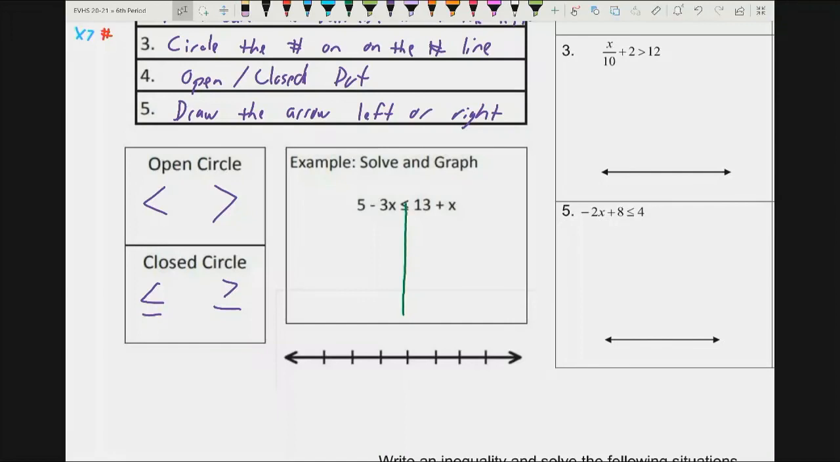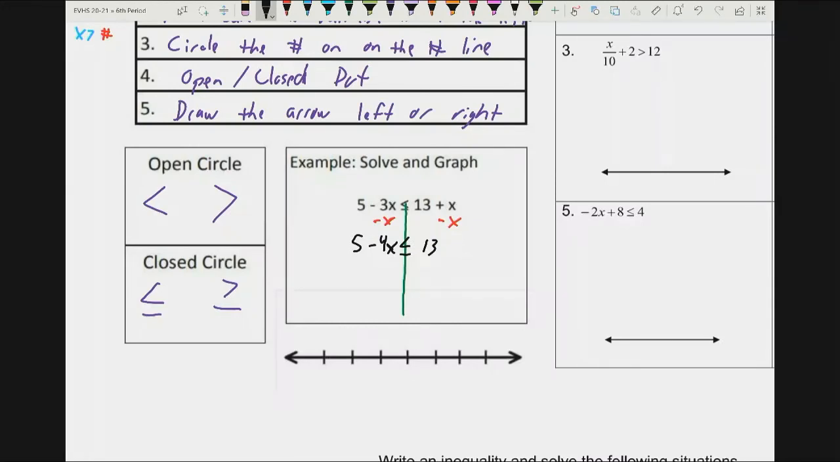Okay, so if I'm going to move it over to the left, I'm going to subtract the x on both sides. That's going to give me 5. Negative 3x minus x is minus 4x. Now, instead of an equal mark, I'm going to write whatever inequality sign I had. So less than or equal to 13, and those two canceled out.